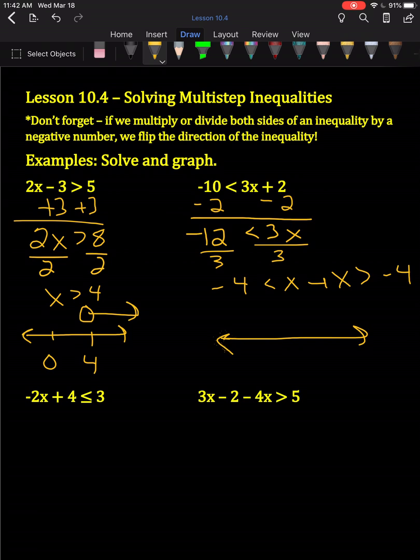So I'm going to throw down my number line. I'm going to throw down negative 4 and 0. Please put negative numbers on the left side of 0. We have an open circle because this is a strict inequality. It doesn't have an or equal to on it. And x is greater than that, so we throw our arrow coming out of that to the right.